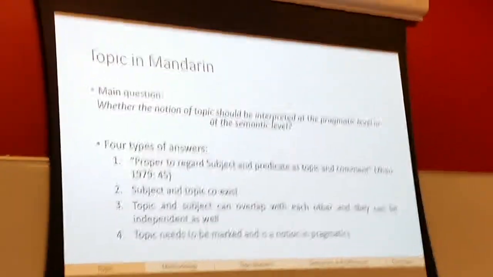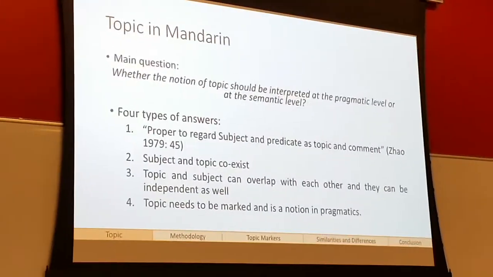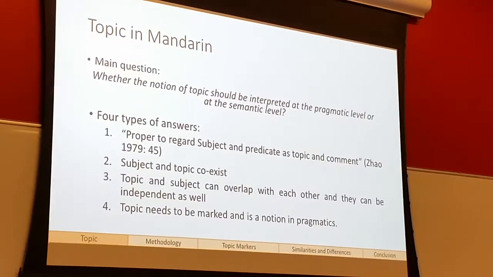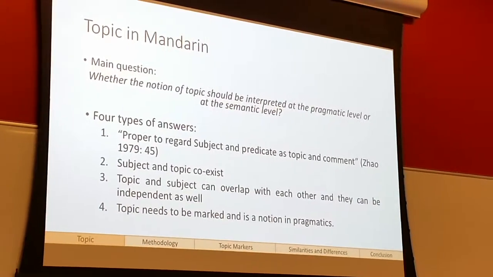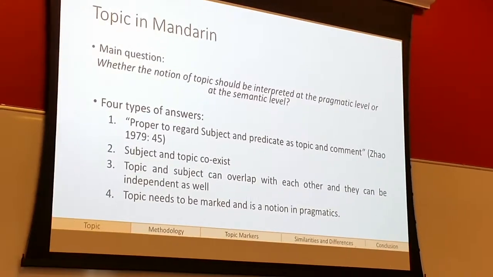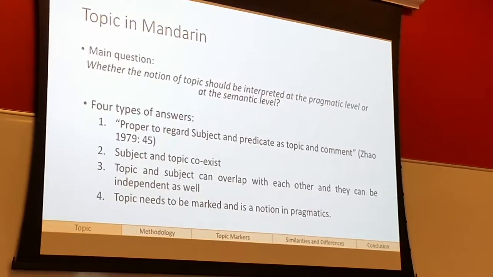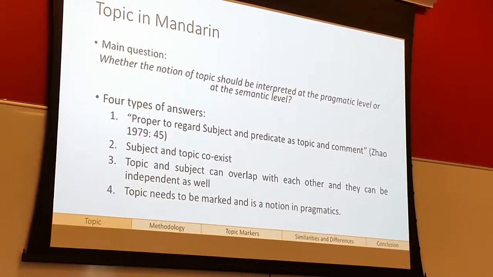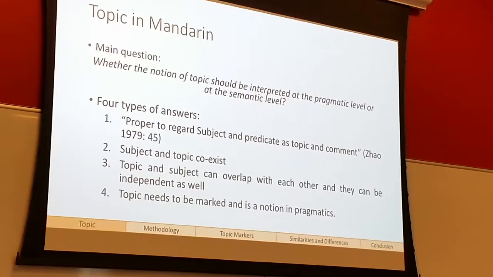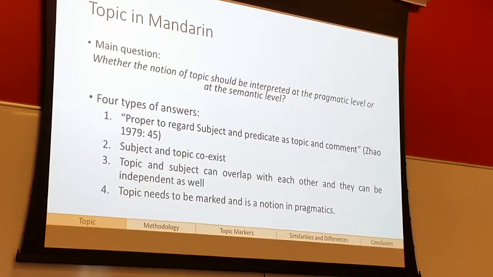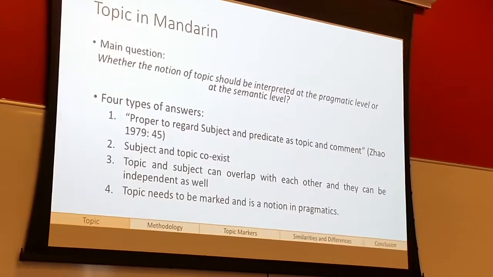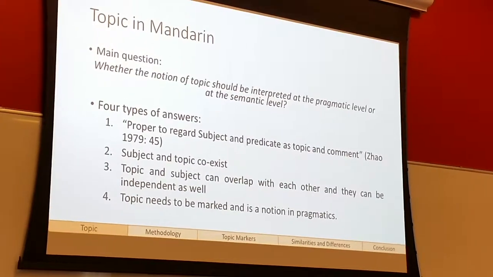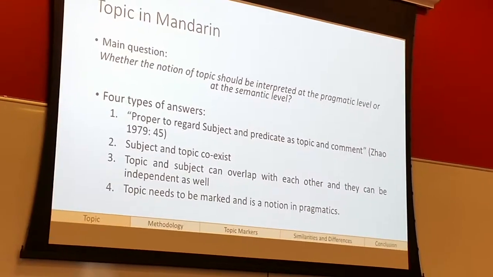So there are 4 types of answers. The first type is to regard subject and predicate as topic and comment. This is led by Zhao Yuanren. It can explain why subject and topic can coexist perfectly. However, when the subject and the topic do not coexist, this argument is lacking convincingness.